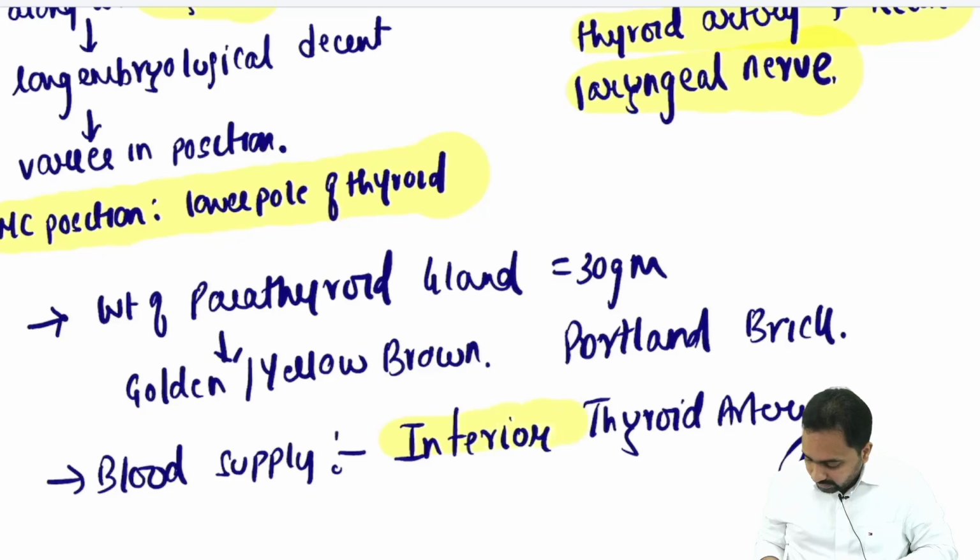The blood supply is from the inferior thyroid artery, and the weight is around 30 grams.